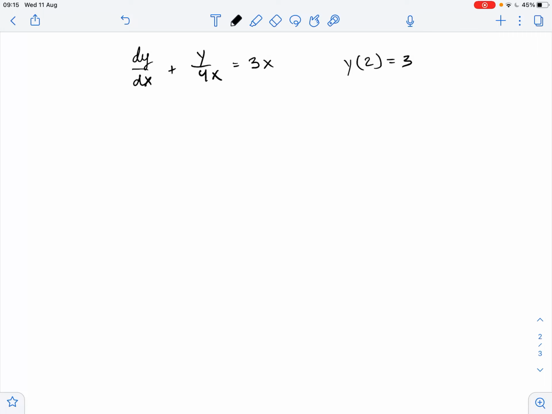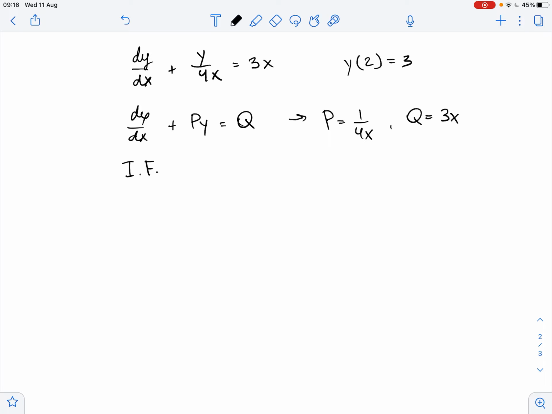In order to solve the given differential equation, we will compare it with the standard form of linear first-order differential equations, which is dy over dx plus py equals q. So if we compare these two equations, we get that in our case p equals 1 over 4x and q equals 3x. So now we can find the integrating factor.